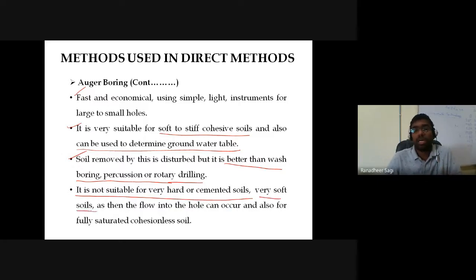This technique is not very suitable for very soft soil deposits, because when you are trying to make the borehole, once the soil is removed out of the borehole, the surrounding soil will start collapsing into the hole you are making.